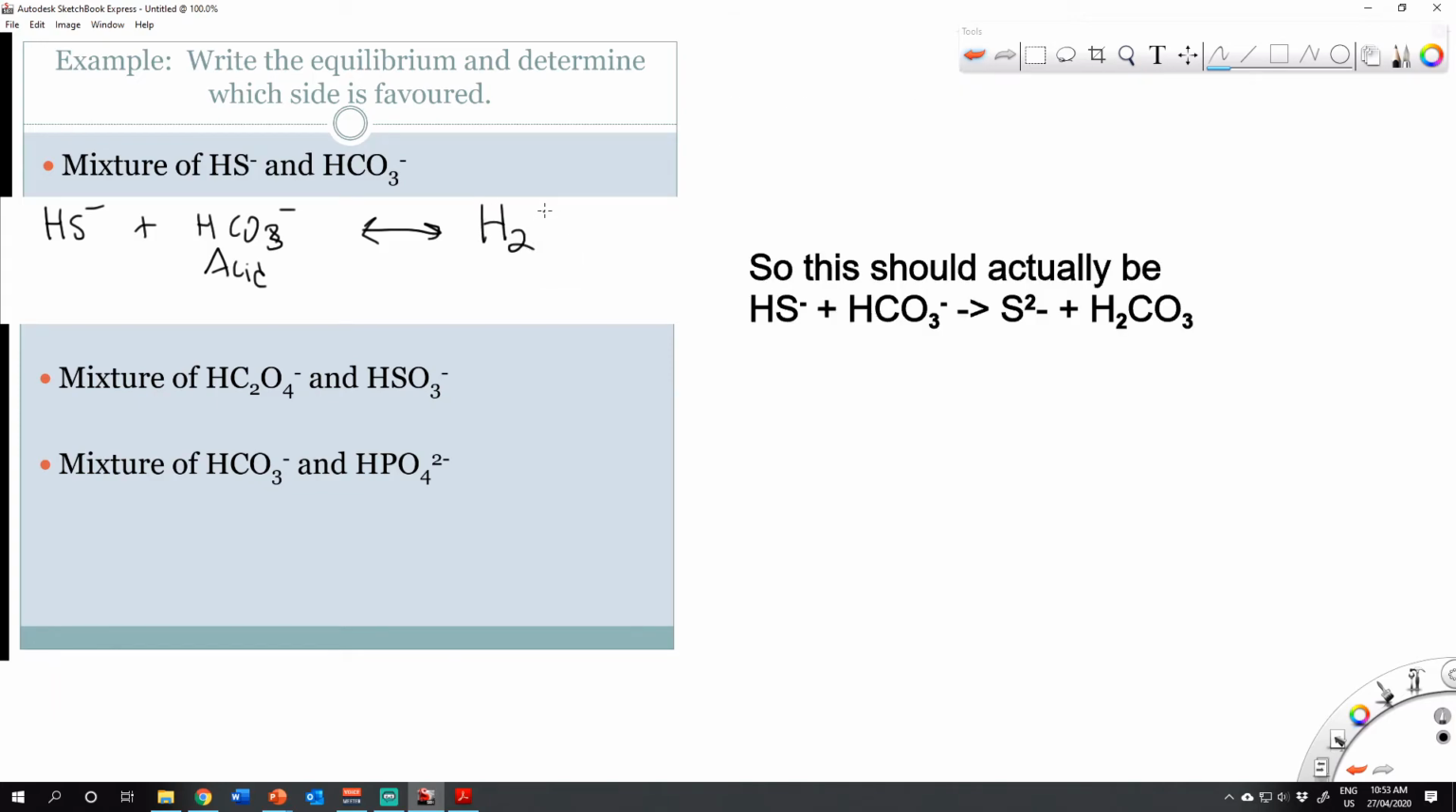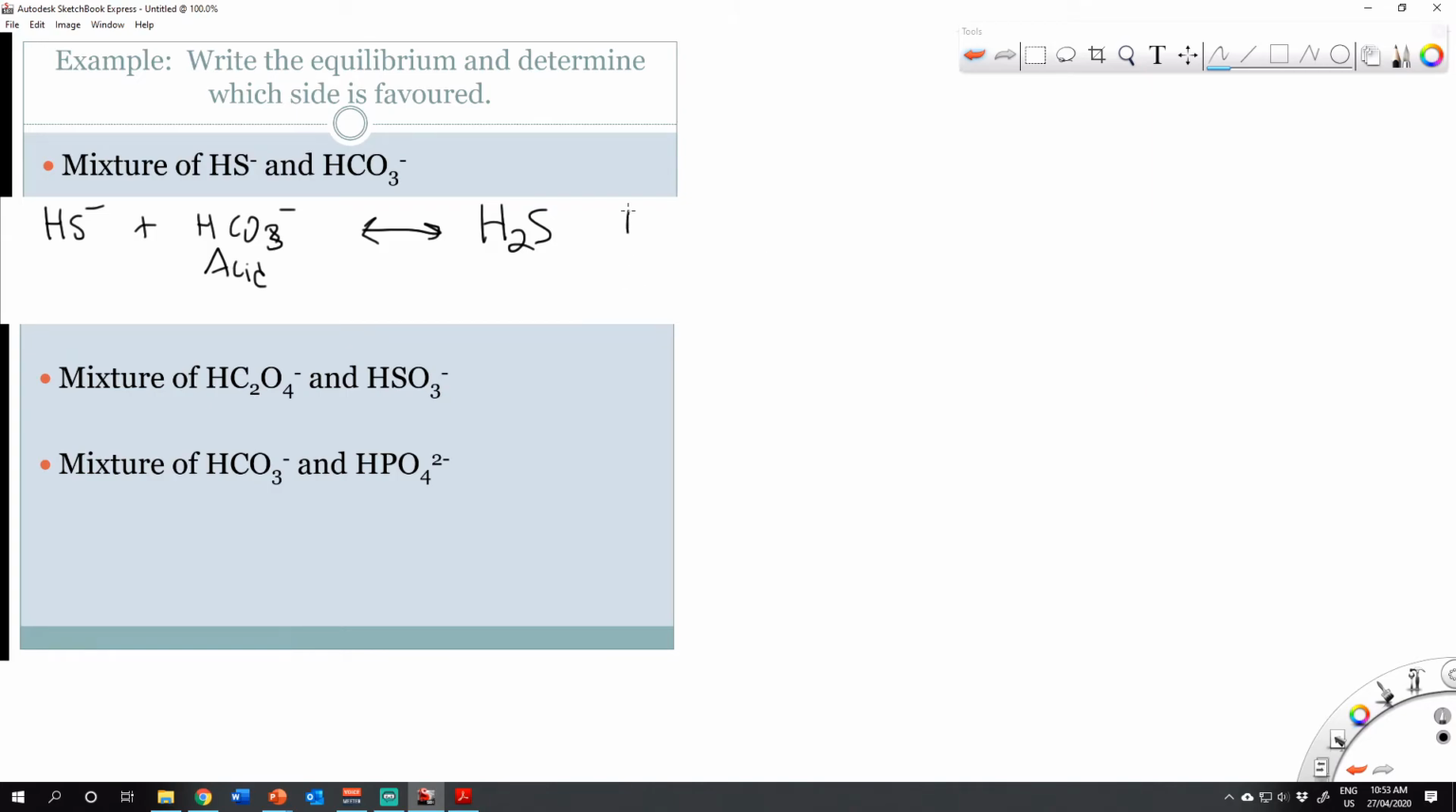HCO3- gives its hydrogen to the HS-, forcing it to become H2S, and then it becomes CO3 2-. The H2S has to be the acid because the CO3 2- cannot give up a hydrogen because it has no hydrogens to give. So here are my 2 acids. This is my reactant acid. This is my product acid.